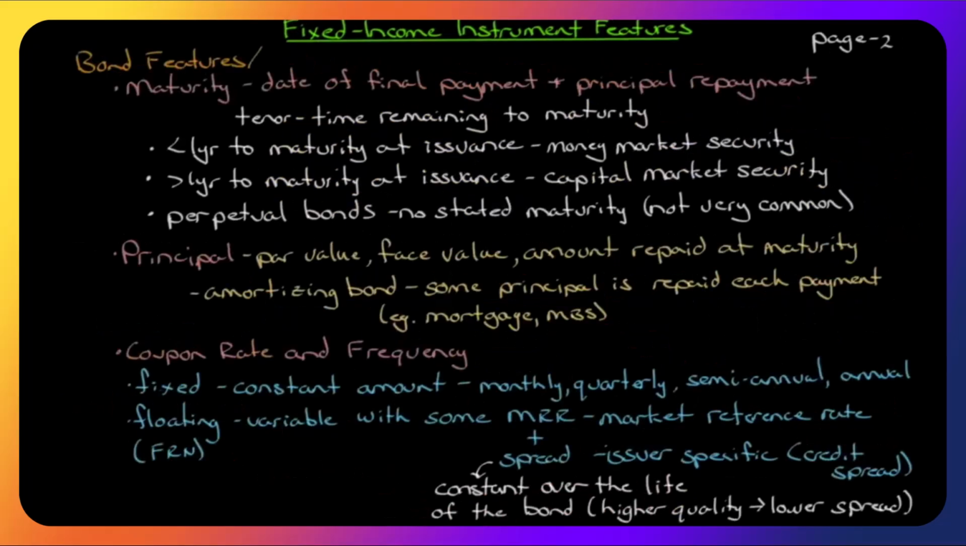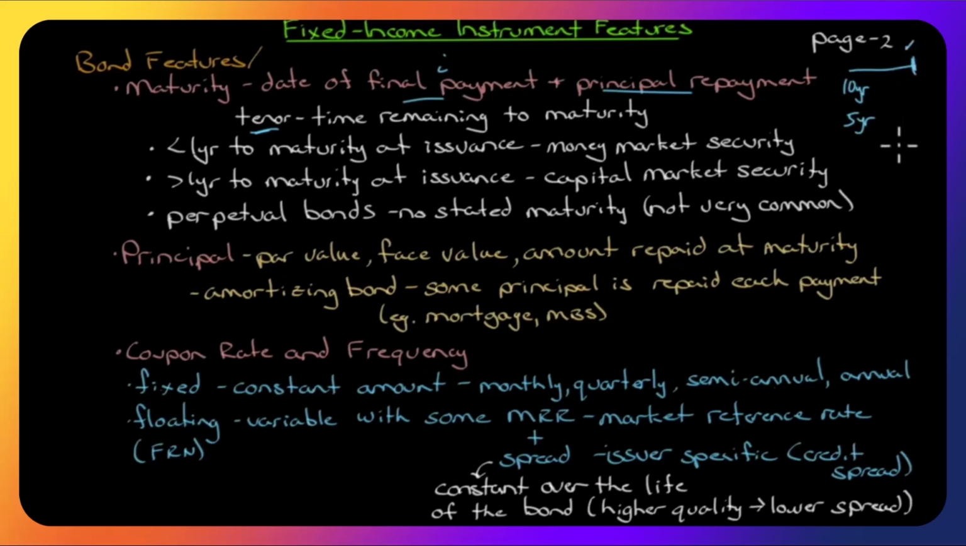Next, we have maturity. This is a date, just a single date on the calendar. It's the date of the final payment, the final interest payment, plus your principal repayment. When we use the word tenor, we're referring to the time remaining to maturity. So if you bought a 10-year bond 5 years ago, its tenor is now 5 years because it was a 10-year bond.